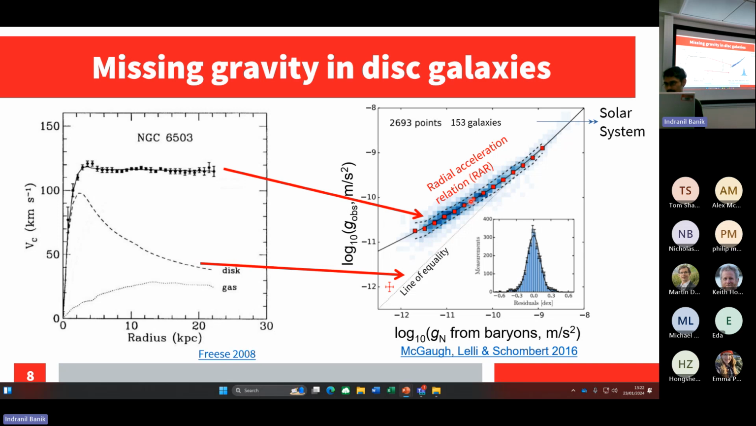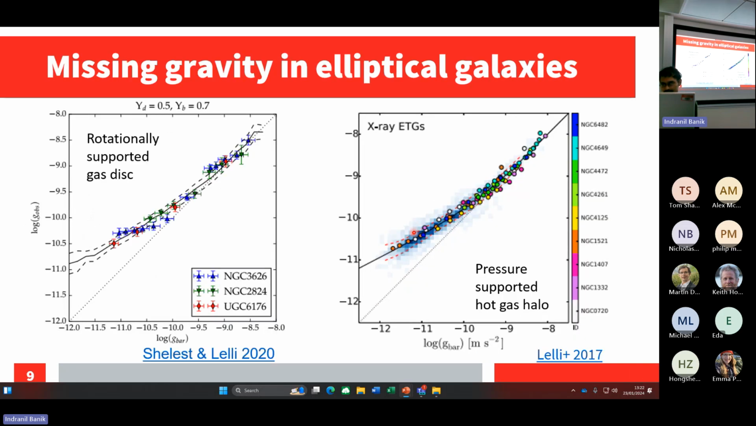But this graph shows data not just from this galaxy, but from 153 galaxies. They all seem to follow this very tight relation, which is also present in the elliptical galaxies. So these lines in the background show the relation for the spiral galaxies. And these colored dots show ellipticals or S0 galaxies. And these ones show ellipticals.